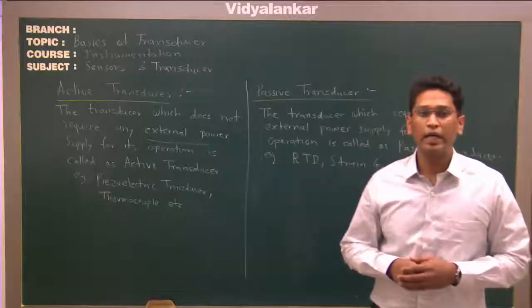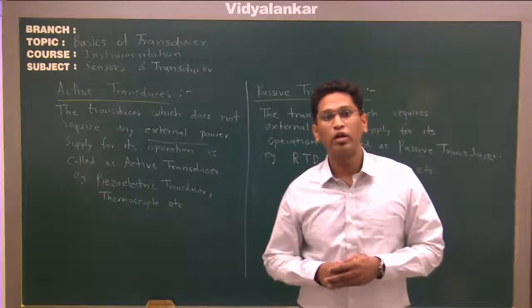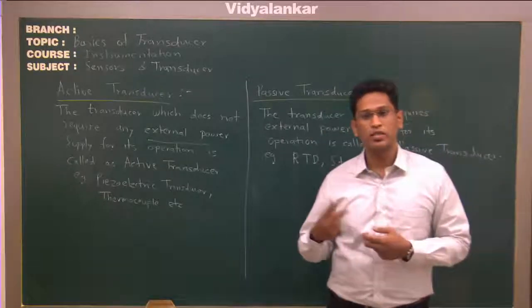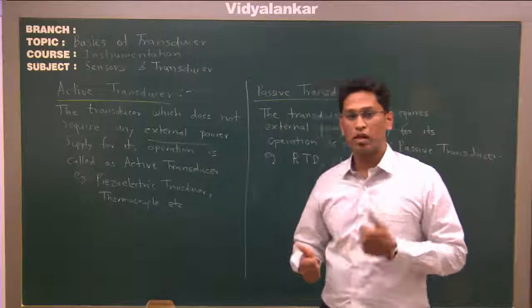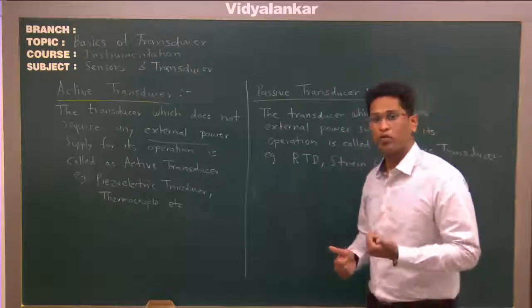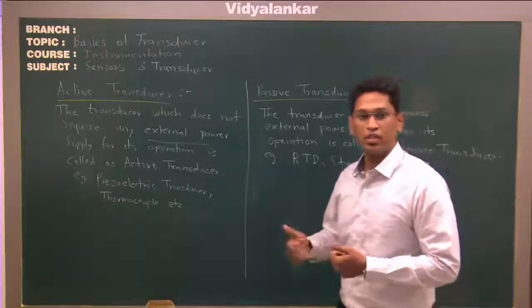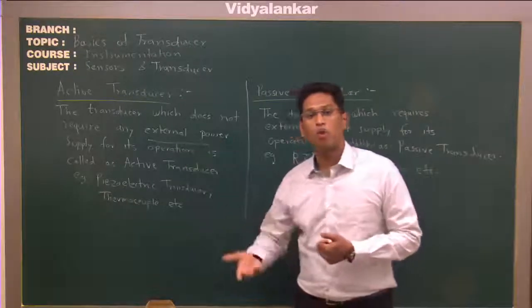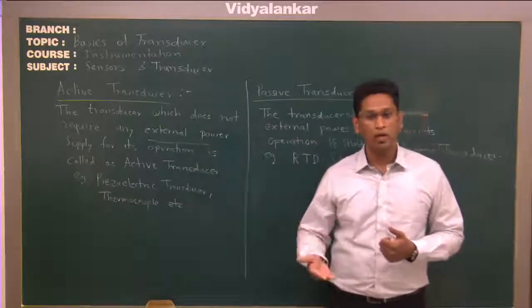Now let's understand the difference between the different types of transducer. There are basically two types of transducer. First one is active transducer, second one is passive transducer. First let's understand what is the active transducer. The device which does not require any external power supply for its operation is called as active transducer.